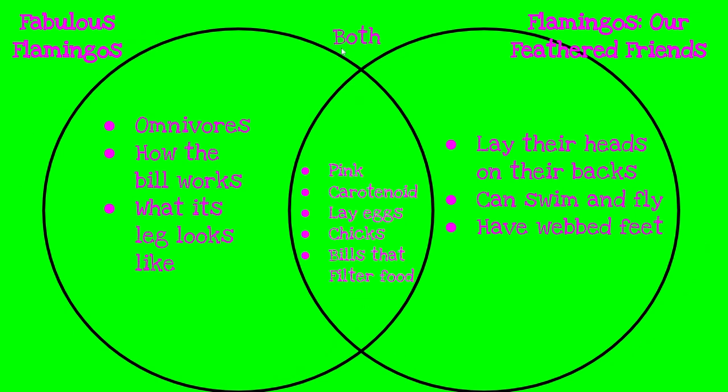So in both books, I learned that flamingos are pink, and that's from that carotenoid inside their food. Flamingos lay eggs, they have chicks, and their bills filter food. Some things that were mentioned in Fabulous Flamingos is that they are omnivores. It told us how the bill works and what exactly their legs look like. In Flamingos, Our Feathered Friends, it told us about how flamingos lay their heads on their backs, they can swim and fly, and they have webbed feet.